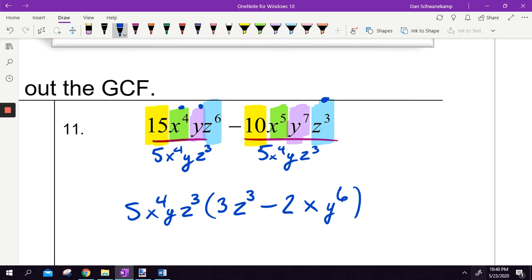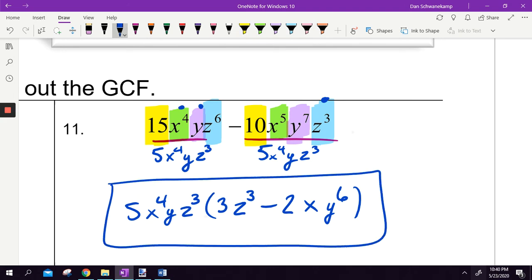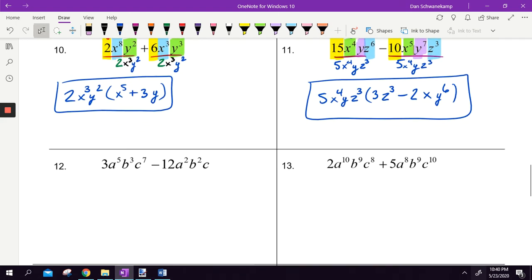That's my answer. Nothing more than that. Just doing reps more than anything else. Let's do it again.